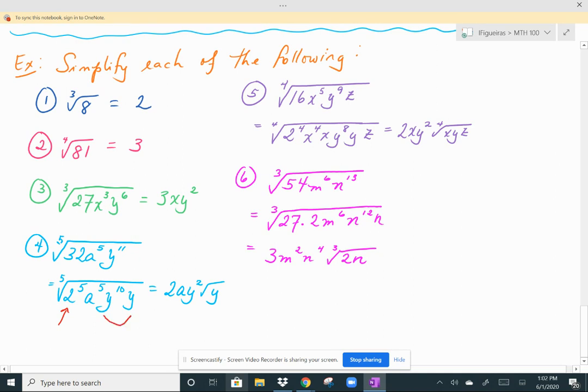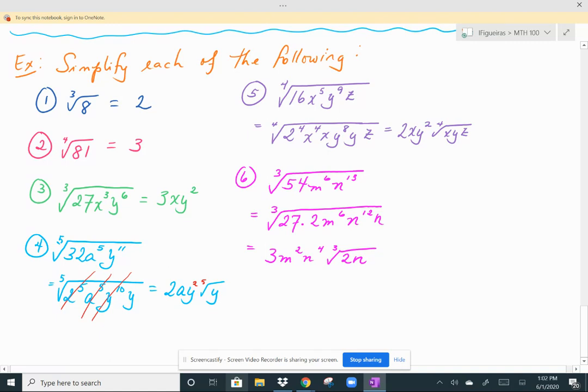Okay, so now I'm ready to take the fifth root of everything that's perfect. So the fifth root of 2 to the 5th is 2. That comes out. Fifth root of a to the 5th is a. That comes out. Fifth root of y to the 10th, well, 10 divided by 5, that gives me y squared. That comes out. And I only have the fifth root of y inside the radical. Let me split this up a little bit. So the y is squared, but the radical is fifth root.